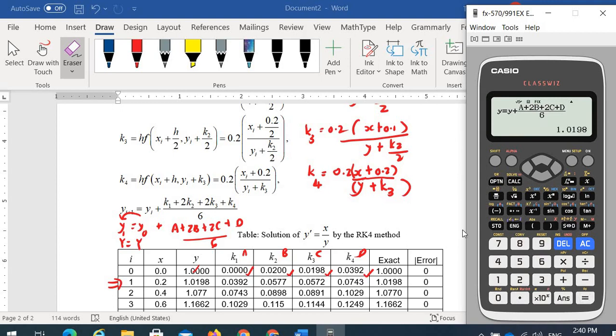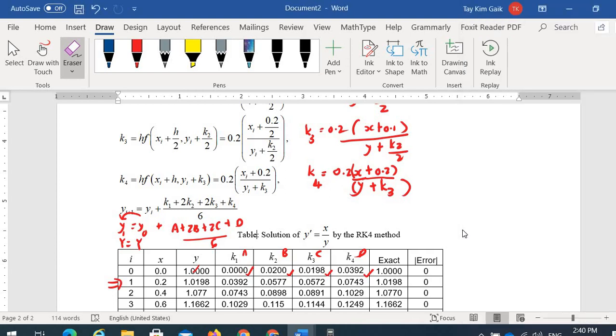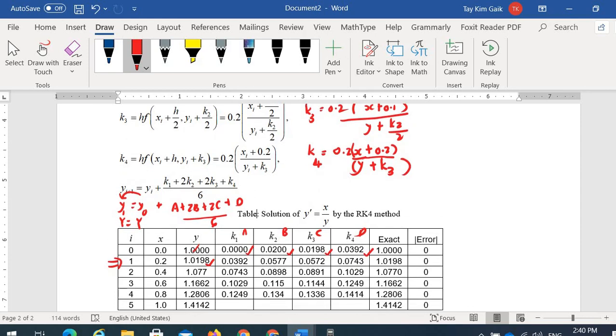Okay, 1.0198. The thick one is in the calculate. So now we obtain Y1, calculate again K1, K2, K3, K4 with the same process.